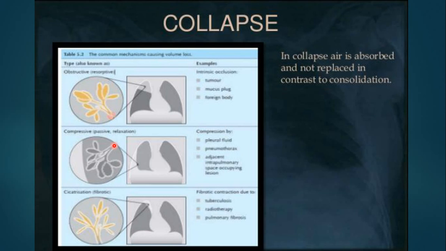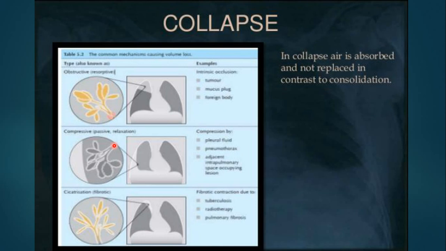While in consolidation in general, as we said, lung volume is preserved, sometimes increased, with a bulging fissure sign that most likely is due to Klebsiella pneumonia, as we said earlier. So, collapse is of two types. It's either passive collapse or active collapse.